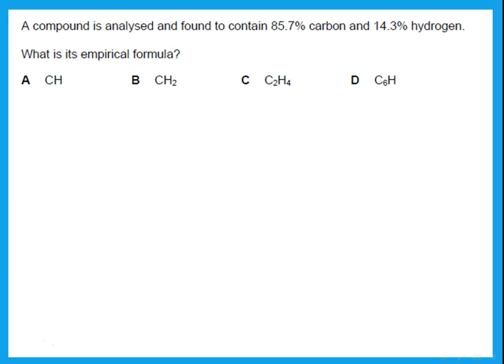A compound is analyzed and found to contain this much carbon and this much hydrogen. What is its empirical formula? Again, you sit down and calculate it. How do we calculate empirical formula? We said 85.7% carbon, 14.3% hydrogen. What was the first step that we should do? Divide by the atomic mass of each one. So carbon is 12 and hydrogen is 1. I end up with these two numbers. Now, what is the next step? Divide by the smallest. And that comes out to be 1 to 2. So that is my empirical formula.